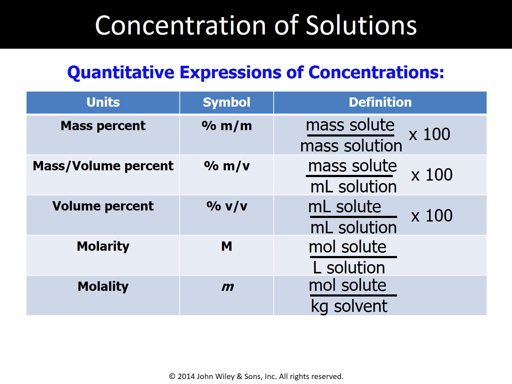These are the 5 ways we're going to talk about concentrations in this chapter. This video is going to go over the top 4. We're going to save molality for later. Looking at these symbols and definitions, you can see they're very similar. We're now going to go through examples and checkpoints for each of the top 4: mass percent, mass volume, volume percent, and molarity. Be sure to pause during the checkpoints to make sure you understand these concepts.